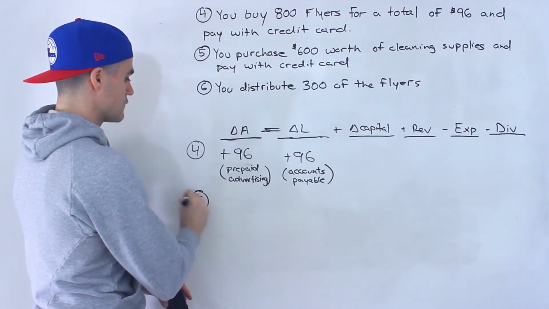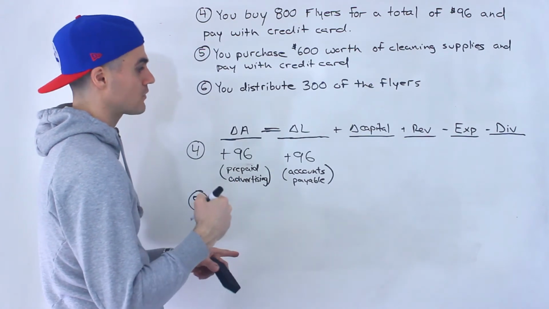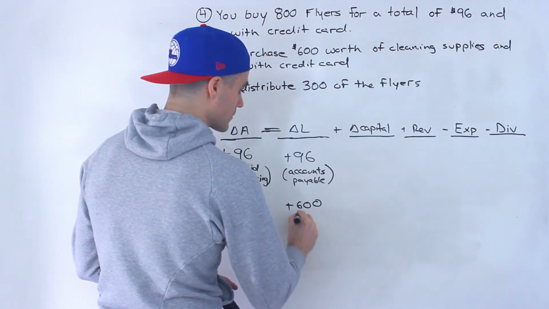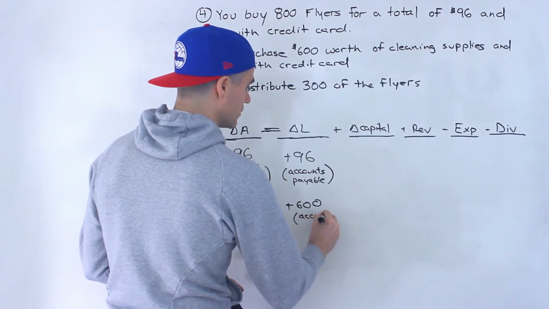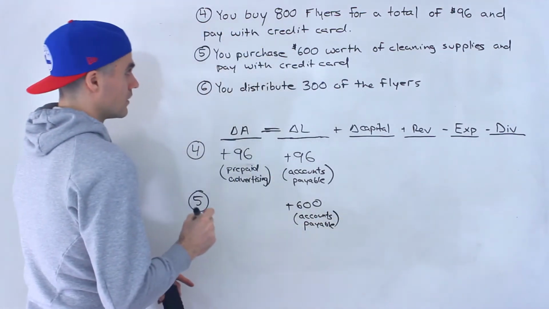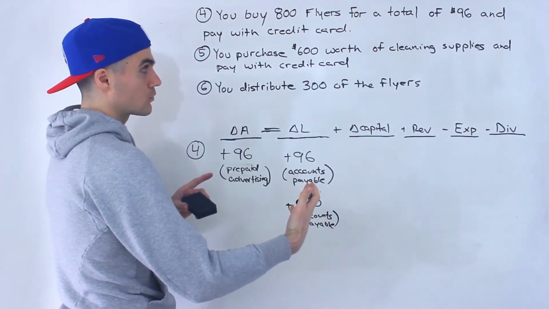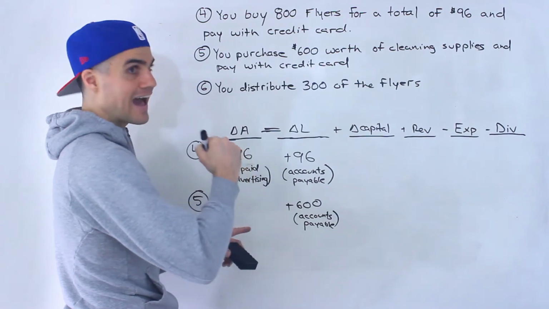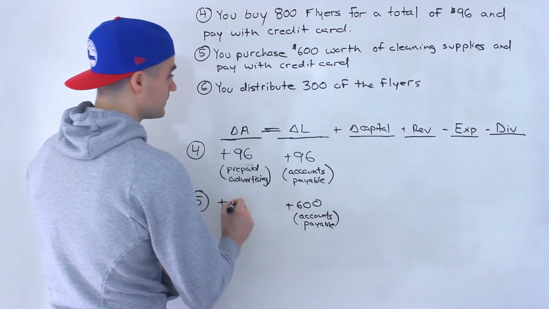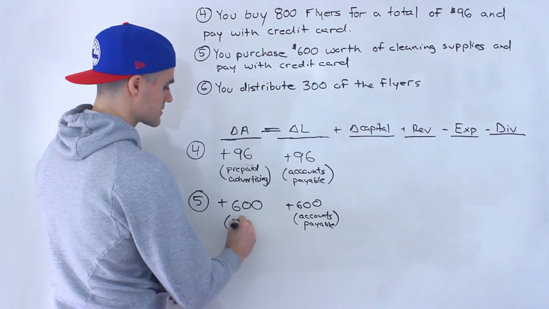And then number 5, it says you purchase $600 worth of cleaning supplies and pay with credit card. So again, $600 goes up in liabilities. That's going to be accounts payable. And then what's going to go up here? Well, we're receiving assets. These supplies haven't been used yet. They're going to be used in the future. So they get recorded as assets, $600. And I'm just going to call this supplies.